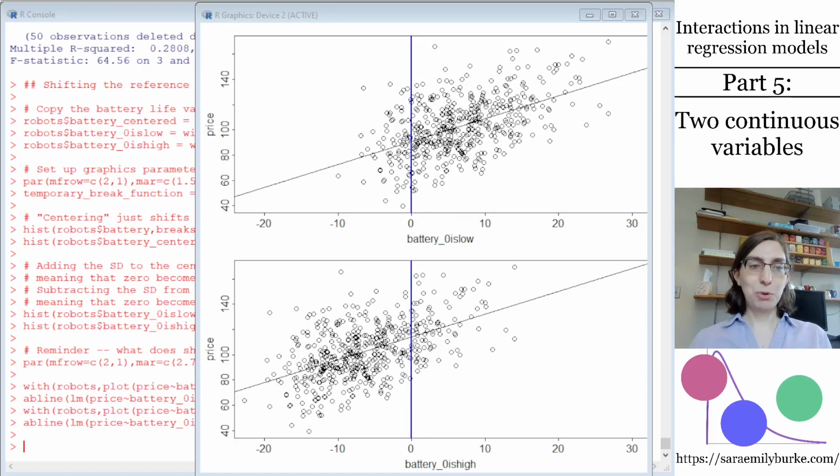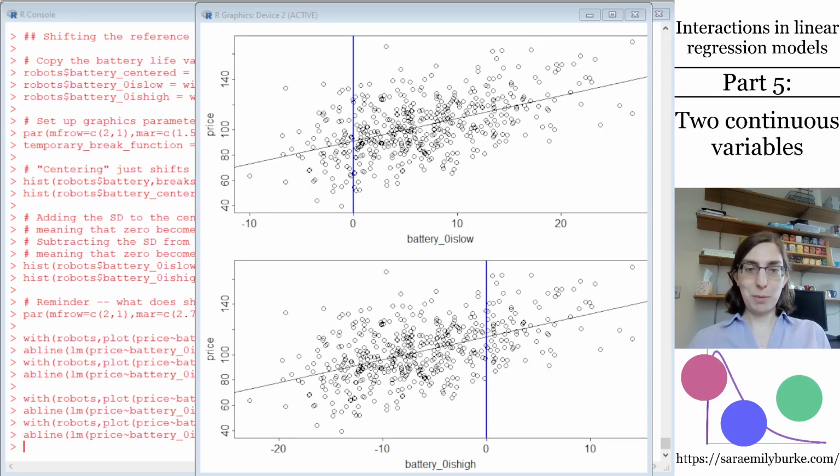So the reference point in the top graph is a low value of battery as a result of adding constants to all the values of battery. And the reference point on the bottom is a high value of battery as a result of subtracting constants to all the values of battery.